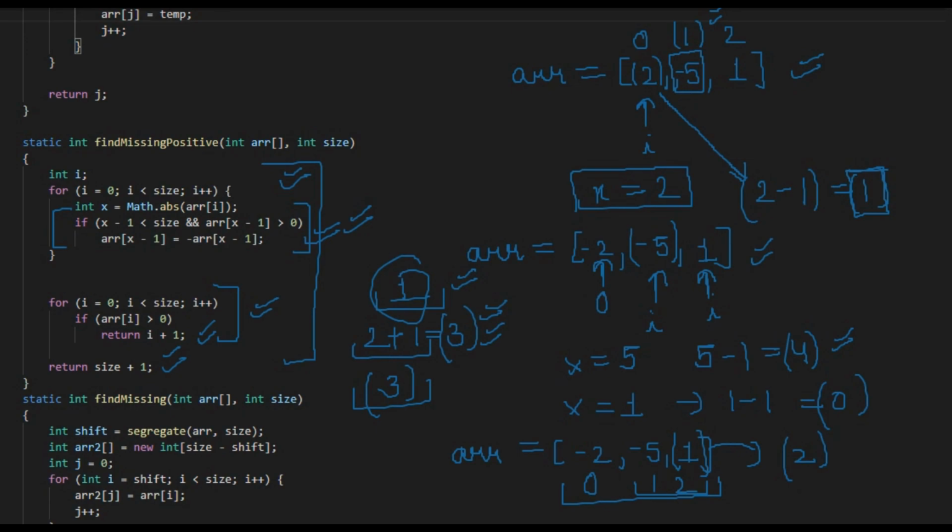If we don't find any positive number in this array, what will happen is, as we have already considered this case, 1, 2, 3 would have been in the array, and if we had these three numbers in this array, all these three numbers will become negative, and we have to return 4 in this case, that is size plus 1.